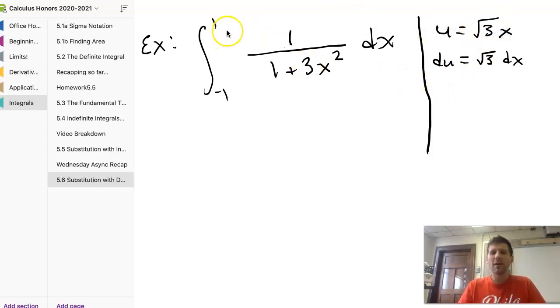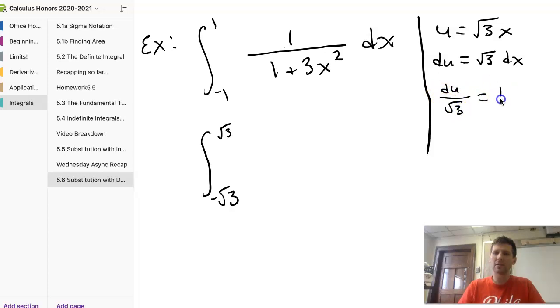well, if I want to plug these in for x, I could rewrite this whole integral in terms of u. So let's take a look at how that would look. If I plug in 1, I just get root 3. If I plug in negative 1, I just get negative root 3. Then I could solve for dx to plug that in. If I divide du by root 3, I would get dx.